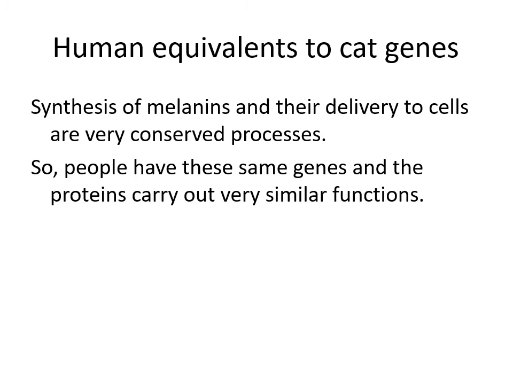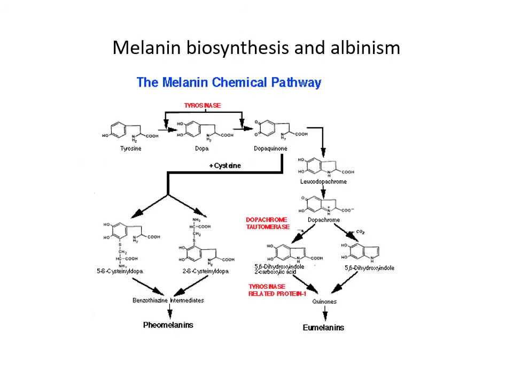Okay, the human pathway of melanin synthesis is very similar to the feline one, and there are mutations in some of these same genes that actually cause genetic syndromes in people. So here's our melanin biosynthesis pathway. We've seen this before. Remember, the first step in the pathway is tyrosinase, the absence of which causes albinism in people. And there are some other very conserved proteins in the same process.